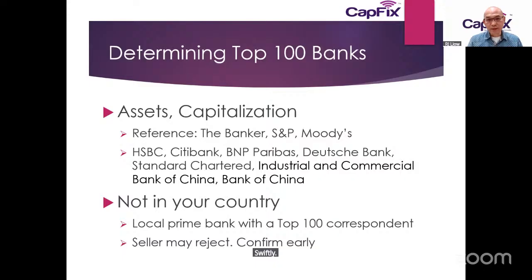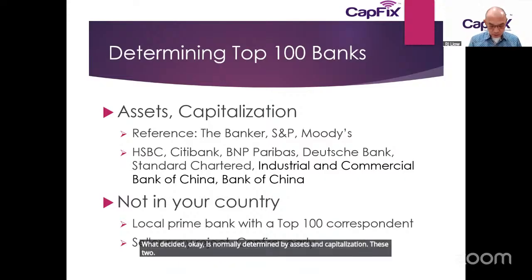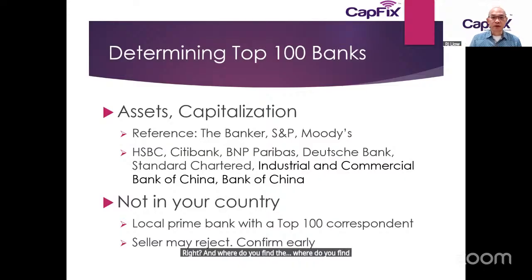So what are the determining factors for top 100 banks? It's normally determined by assets and capitalization. These two: how big the assets are, and what the capitalization is, right? And where do you find the list? You can go to The Banker, S&P, or Moody's. You can see the list there.